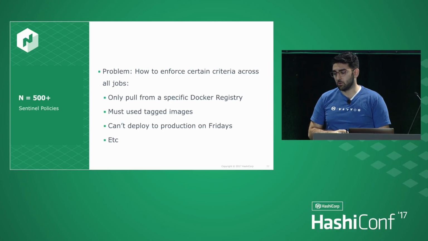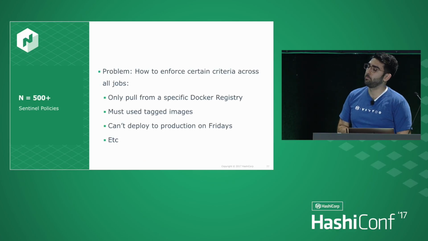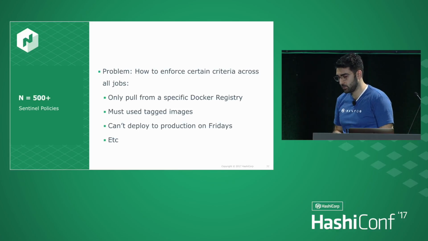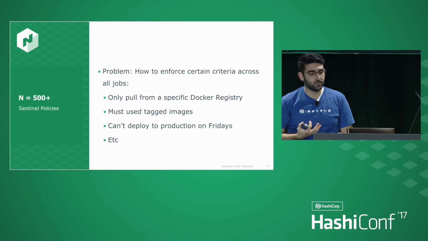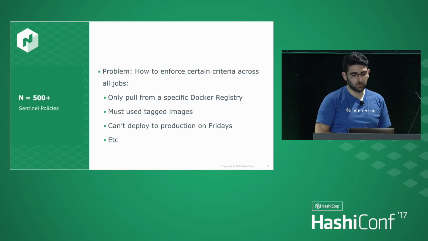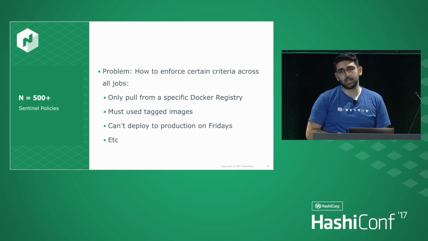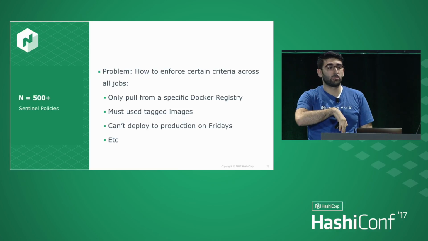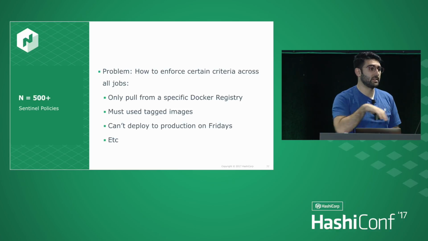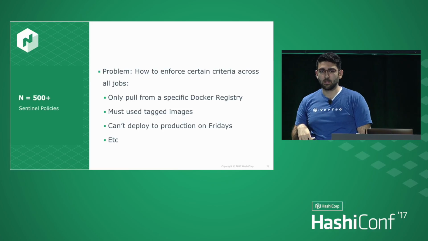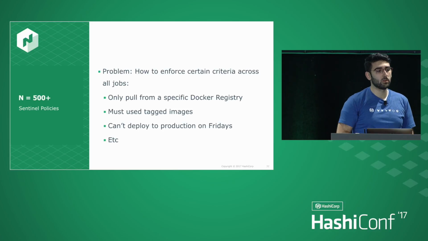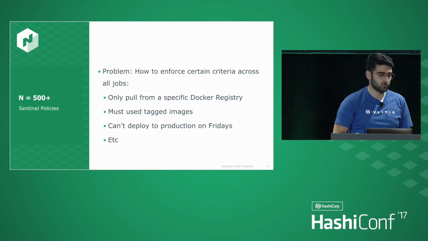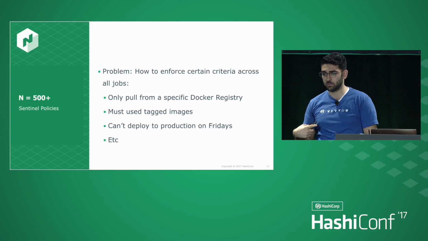So next is Sentinel policies. The problem that Sentinel is trying to solve is, how do you enforce certain criteria against all jobs in a cluster when they're really fine-grained? I have ACLs to prevent people from interacting or reading jobs that they shouldn't be. But how do I enforce very specific things like they're only pulling from a particular Docker registry, the one I set up and I know is secure?